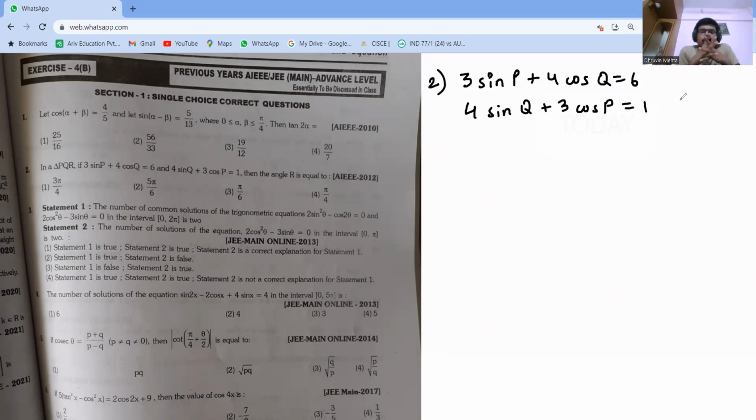In a triangle PQR, 3 sin P plus 4 cos Q is equal to 6, and 4 sin Q plus 3 cos P is equal to 1. And we have to find angle R. See, we have information regarding P and Q और हमें find करना है R. ठीक है, so if we can find P and Q both, तो R तो मिल ही जाएगा. Sum of all angles of triangle is 180.